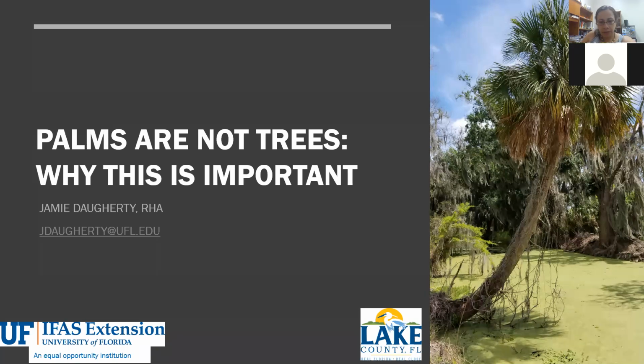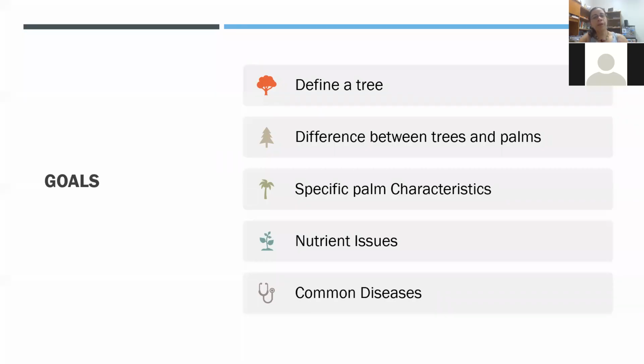So today, what we're going to talk about is first I'm going to define a tree, because if I'm telling you palms aren't trees, we need to set the definition of what a tree actually is. I'll go over the differences between trees and palms, followed by some specific palm characteristics. We'll look into some common nutrient deficiencies and how to tell if your palm has it. And then I have a couple of the common or really major diseases that you might have in a palm that needs taken care of right away.